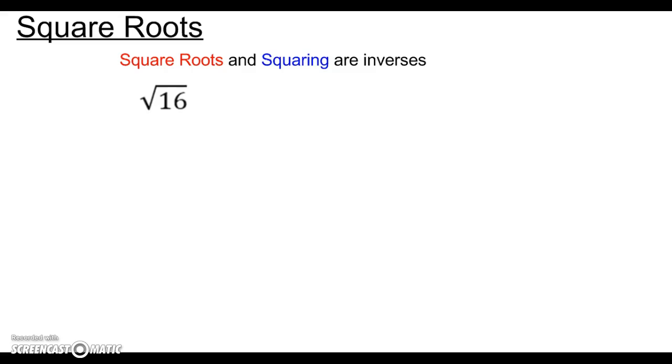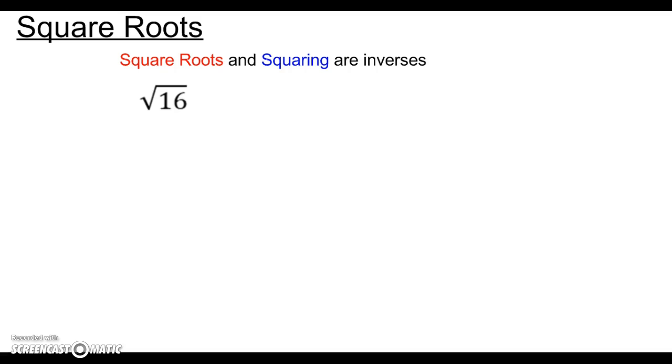Today we're going to work out square roots, and the first thing we should take a look at is that square roots and squaring are inverses, kind of like adding and subtracting are inverses. Those two operations undo each other. Multiplication and division are inverses. They undo each other. Squaring and square roots will undo each other.